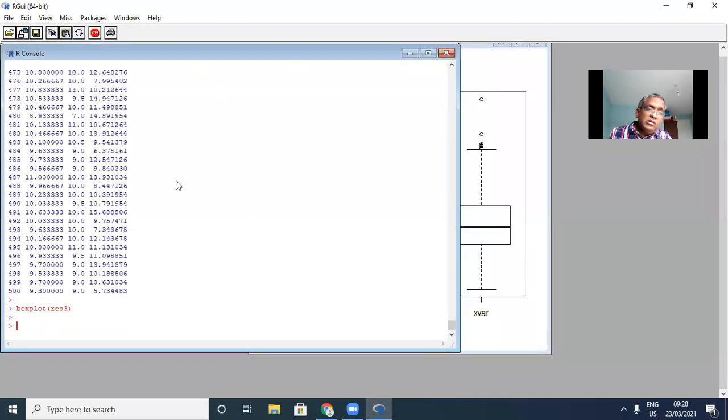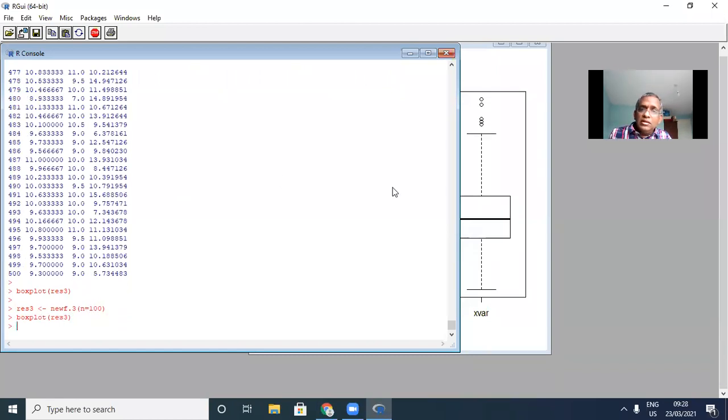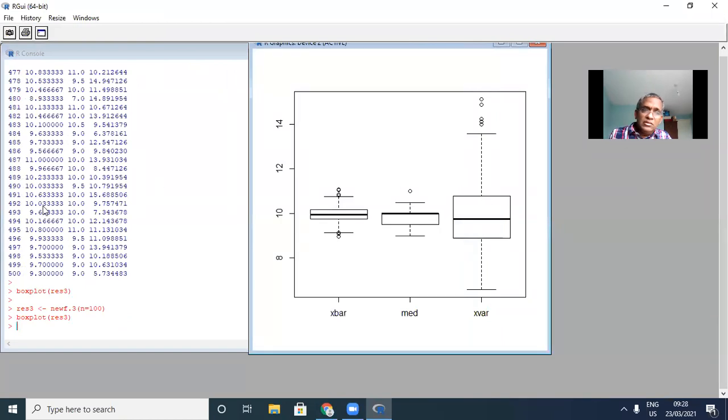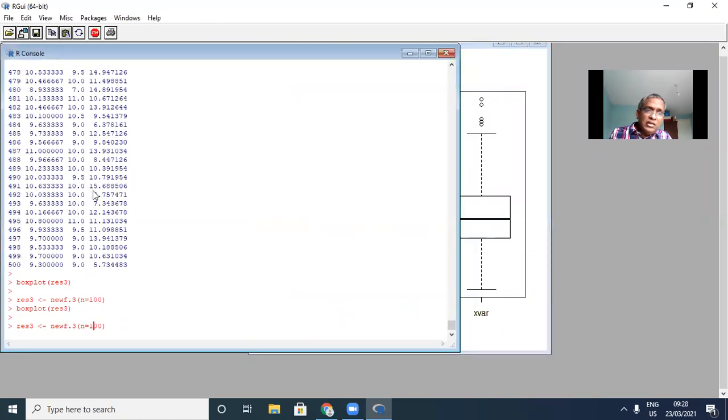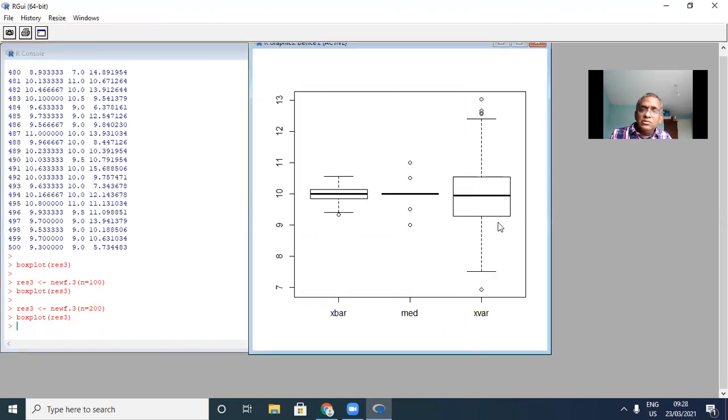Now let me do this with other values for n. Suppose I choose n to be 100. Then in this case, the box plot is kind of similar. Suppose I choose n to be 200. In this case, the box plot is similar. Once again, you see the middle box plot is kind of weird because, as I explained, the sample median can only take values that are actually in the data.